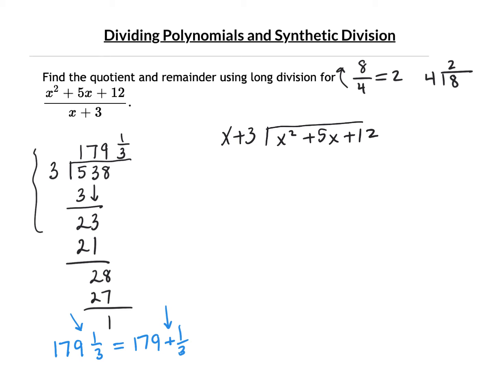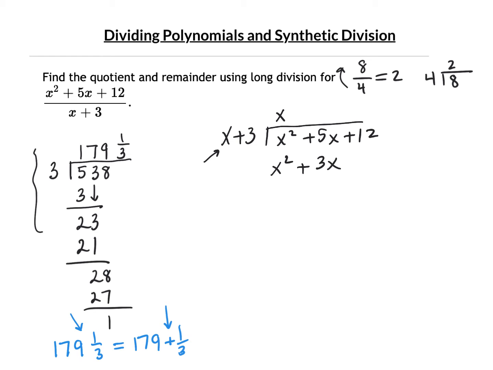The first thing we do is we ask ourselves, now look over here, we took 3 into 5, but a better way to do that with the polynomials, ask ourselves, what do I multiply x by to make x squared? Well, that would be x. X times x is x squared. So then I'm going to multiply x times x plus 3, which means I have to distribute. I take x times x to get x squared, and x times 3 to get 3x.